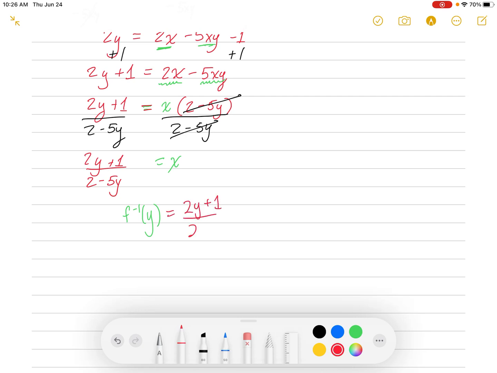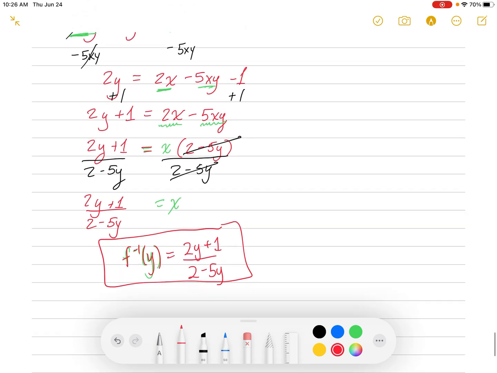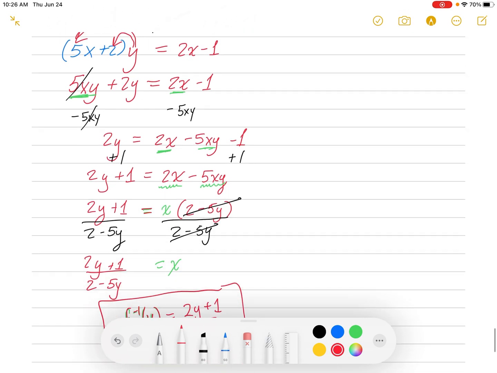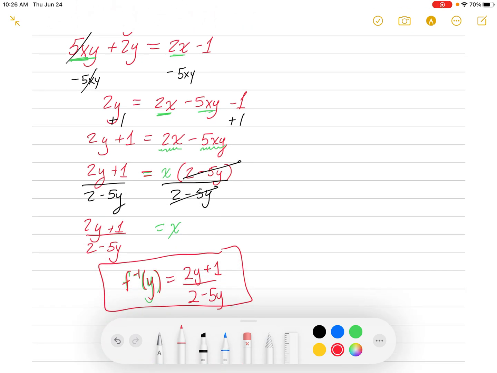And now, finally, that we've solved for the x, we can rename x as g inverse of y. So g inverse of y is 2y plus 1 over 2 minus 5y. And there's our inverse function of g of x. It's g inverse of y.